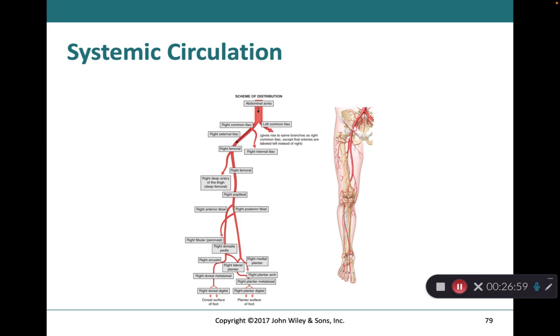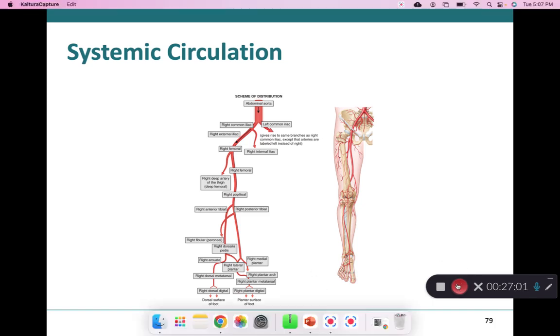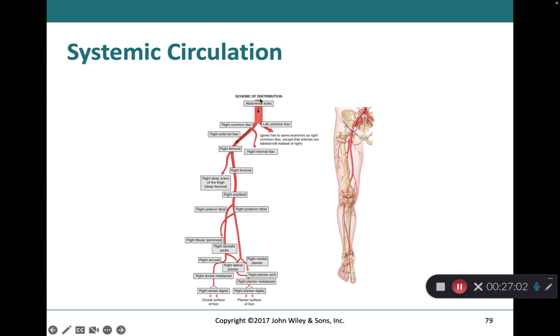Okay, arteries of the lower limb. So from the abdominal aorta here, we have our right and left common iliac. Again, we're just going on the right here. Everything on the left is the same though, but labeled left. Internal iliac, we won't go through, but external iliac, we then lead to the right femoral artery.